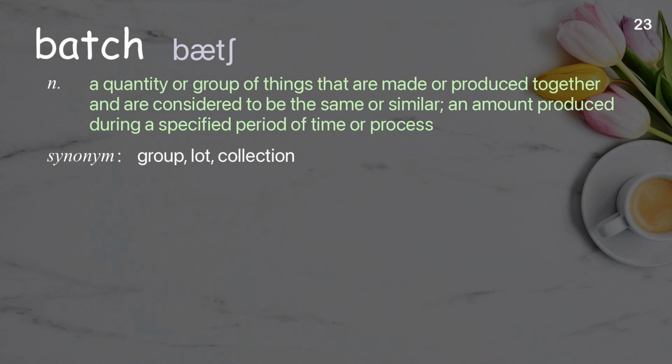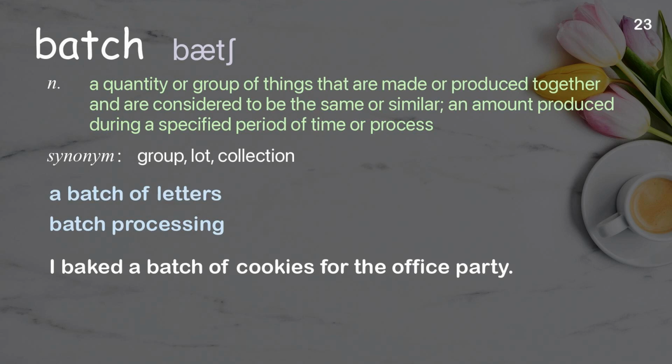Batch. A quantity or group of things that are made or produced together and are considered to be the same or similar, an amount produced during a specified period of time or process. Examples: A batch of letters. Batch processing. I baked a batch of cookies for the office party.